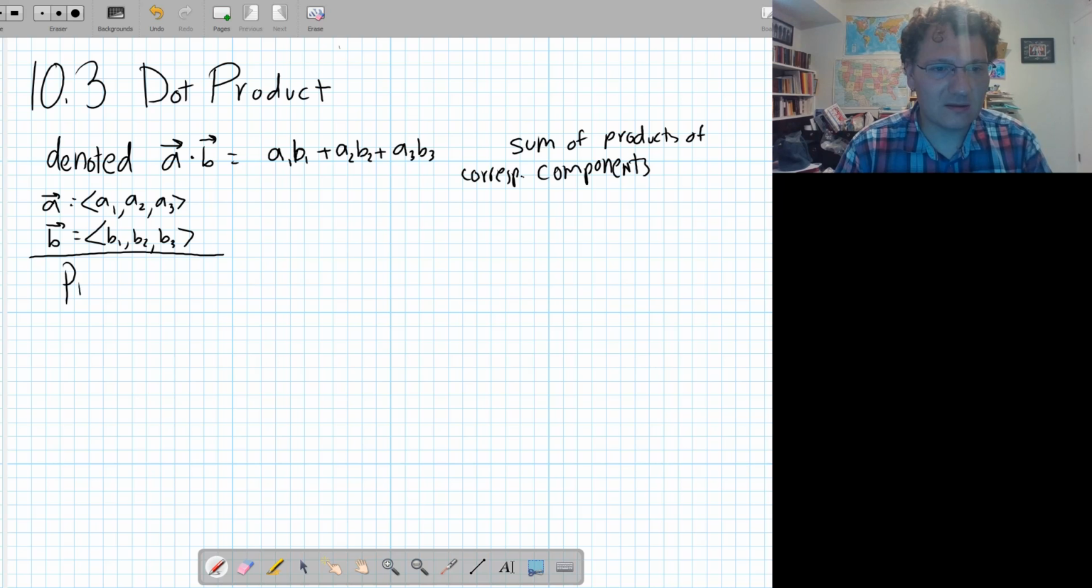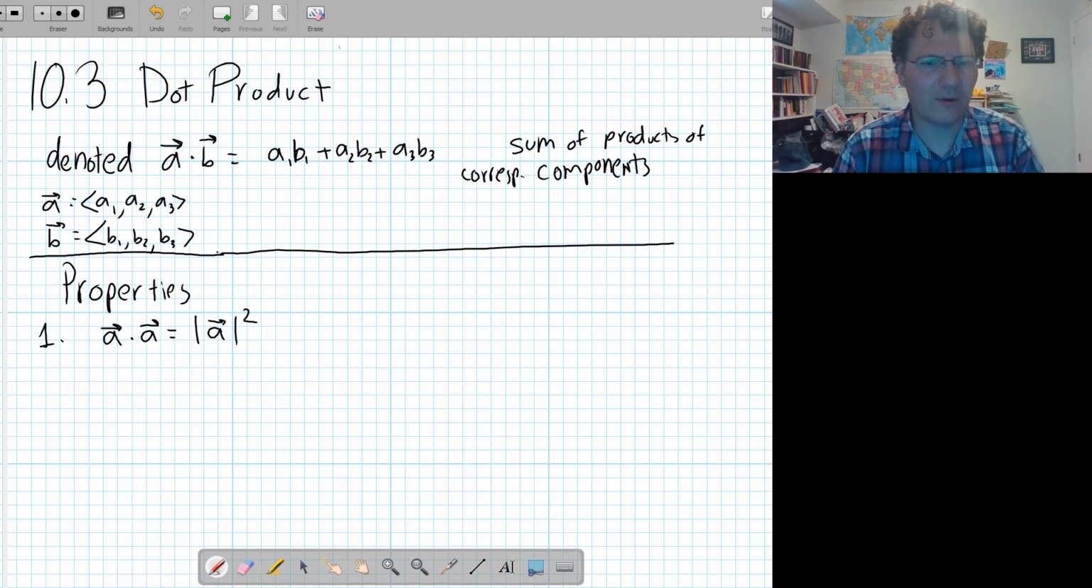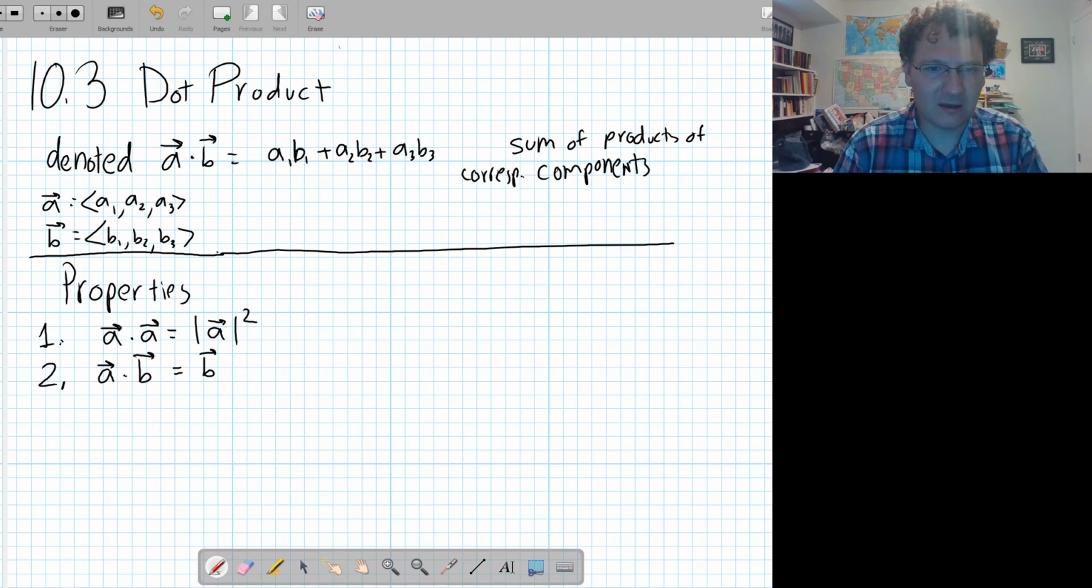Some properties of the dot product. The first property would be that the dot product of a vector with itself is going to be the magnitude of the vector squared. And you can prove that just by kind of working out the numbers. I won't do that right here, but it's easy to do. Also, the dot product is commutative, so A dot B is equal to B dot A.